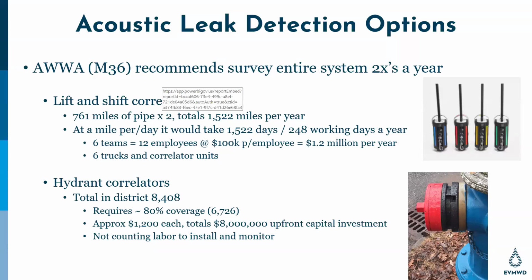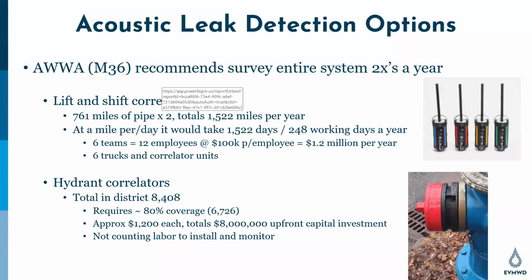So that would be with the lift and shift correlators that you can see over here on the right. If you're not familiar with those, basically you go out throughout your system, you drop those down into valve cans or on fire hydrants, and they're magnetic, and you can attach those to the valves. You can set them up for 4 hours, 10 hours, 12 hours to listen to the system. And it will basically pinpoint a leak in between 2 points.